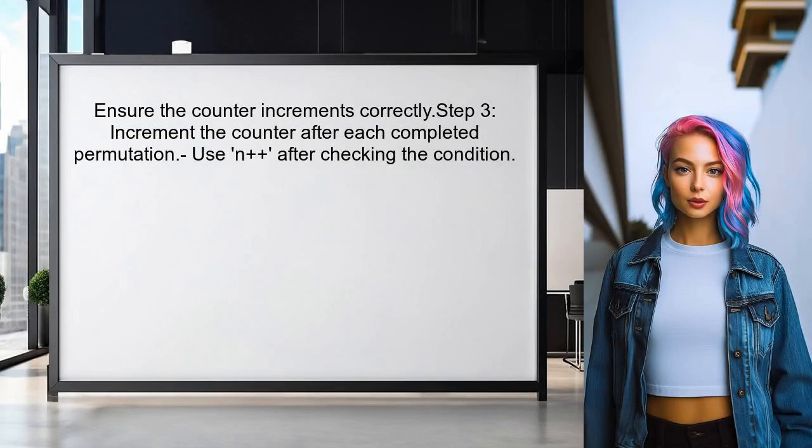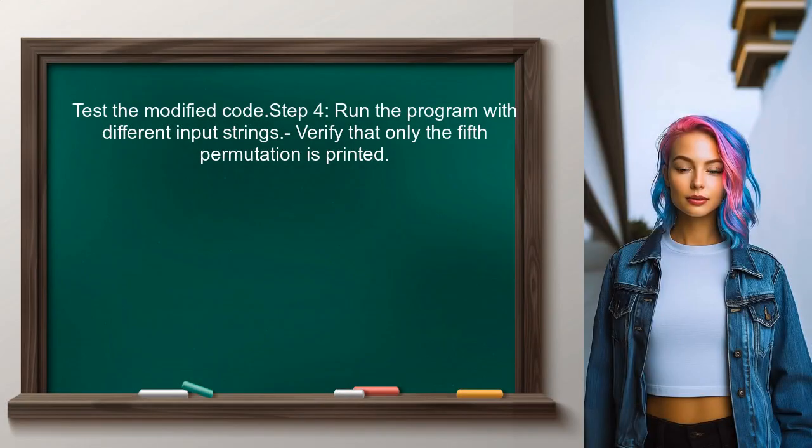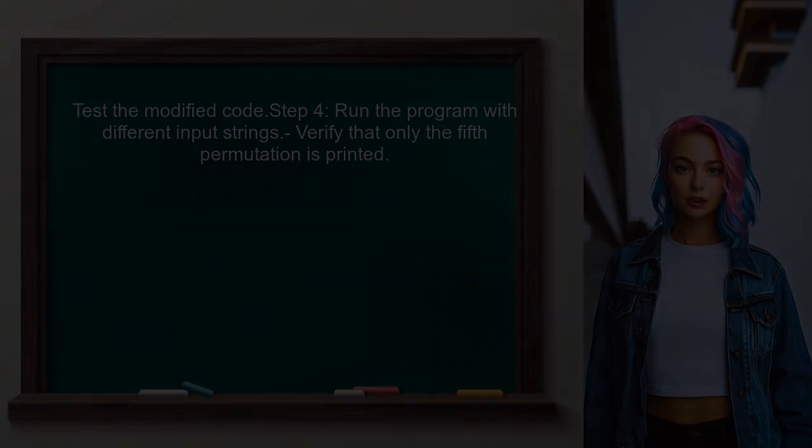Additionally, the user should ensure that the counter increments correctly. This means we need to increment the counter each time a permutation is completed. Finally, the user should test the modified code to ensure it only outputs the fifth permutation. This can be done by running the program with different input strings.